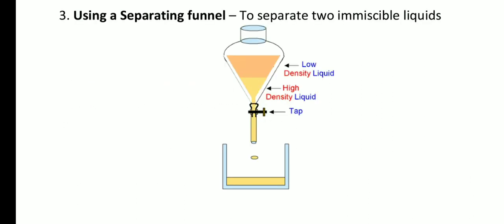Now the third method is using a separating funnel. In this, we separate immiscible liquids. It is used to separate two immiscible liquids.